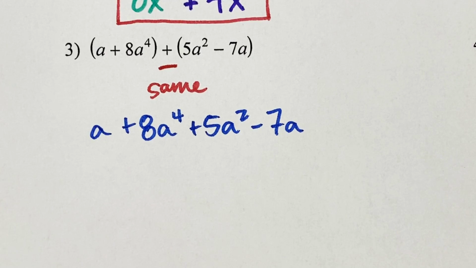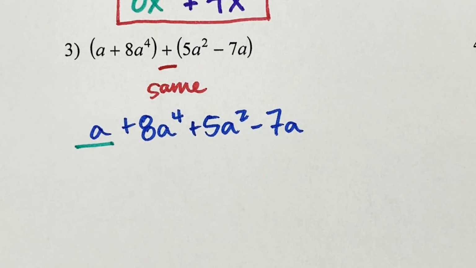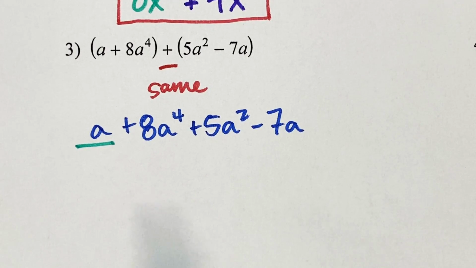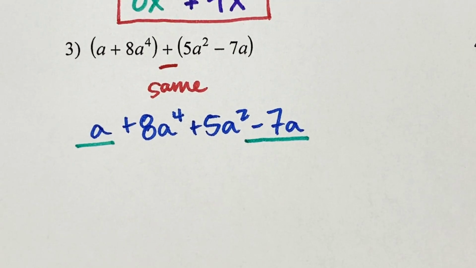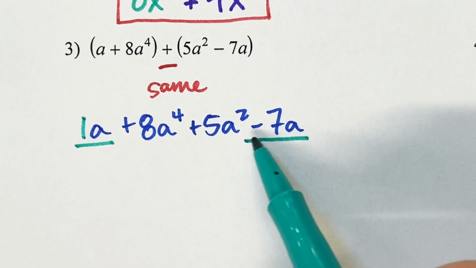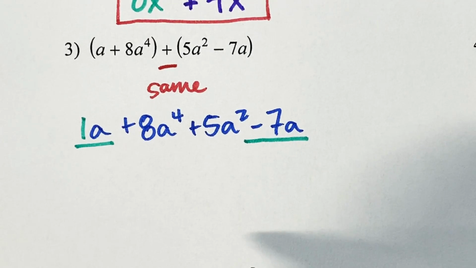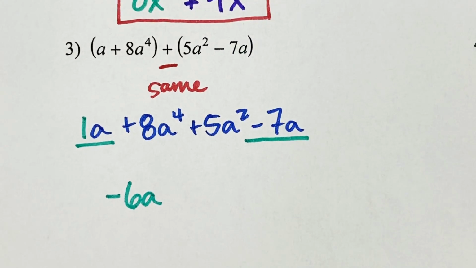So let's look at our first term. Now we need to combine like terms. Our first term is just a single a, or a to the first power. Where's my other term with just a to the first power, just one a? It's going to be this negative 7a. So what is 1a minus 7a? That's going to give me a negative 6a.